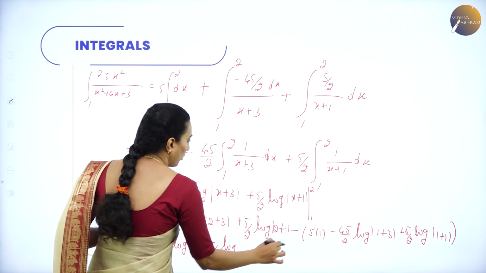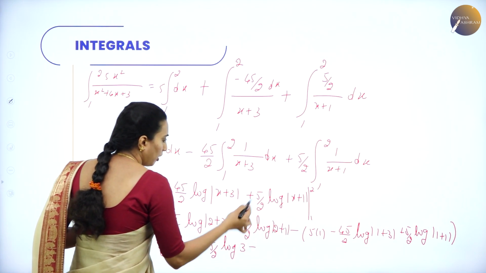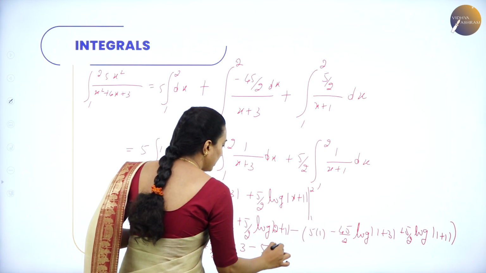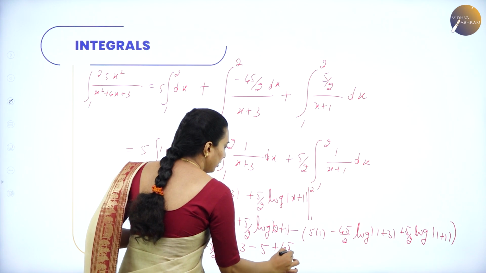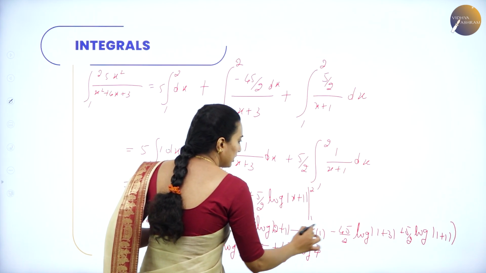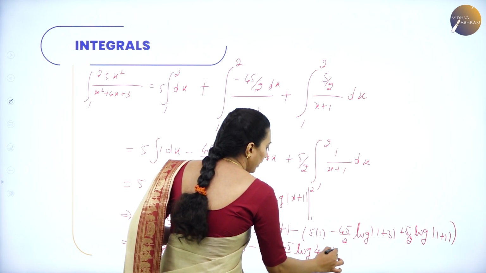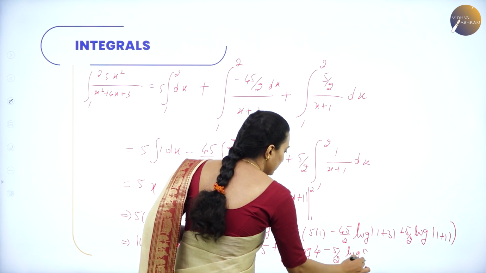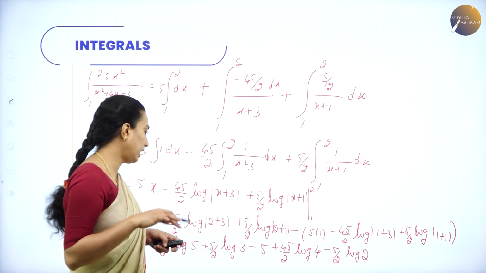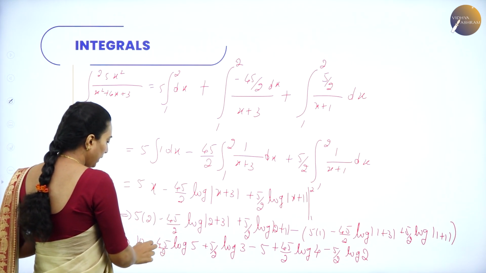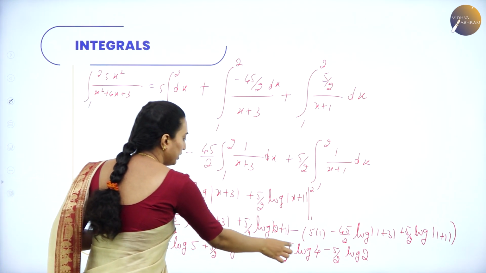Which is nothing but 3 minus, now multiply the minus sign: 5 into 1 is 5, minus into minus is plus 45 by 2 into log of 1 plus 3, which is nothing but 4, again minus into plus is minus 5 by 2 into log of 1 plus 1, which is nothing but 2. Now, dear students, you can have 45 by 2 with a minus sign and 45 by 2 with a plus sign.